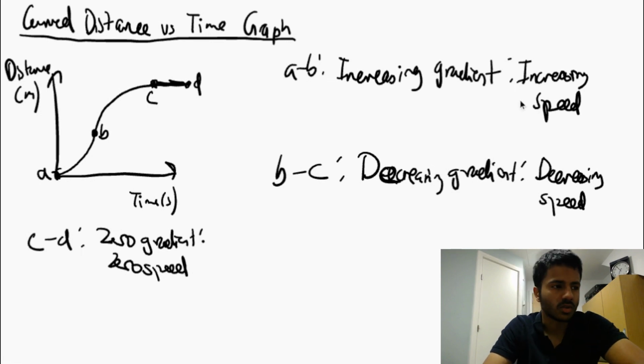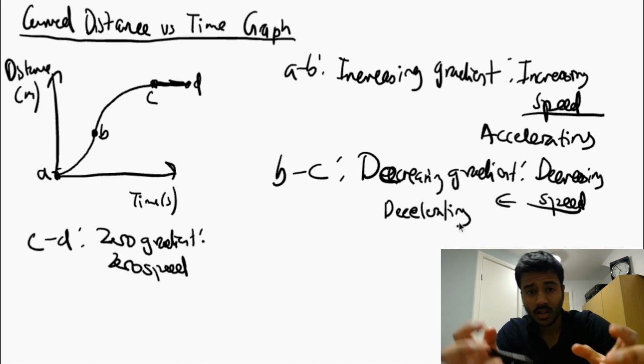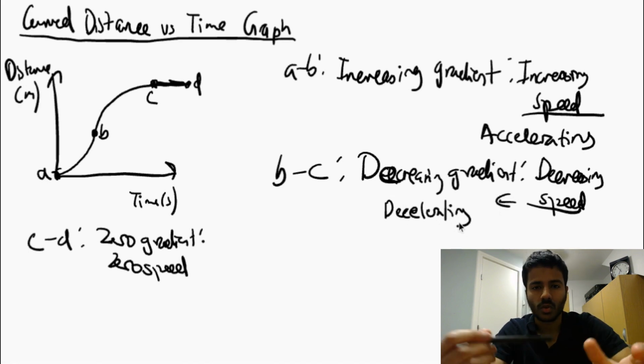Now just a quick thing on terminology, increasing speed can also be denoted as accelerating, and decreasing speed can be denoted as decelerating. Notice how accelerating or decelerating is with reference to whether the speed is increasing or decreasing, not the acceleration.